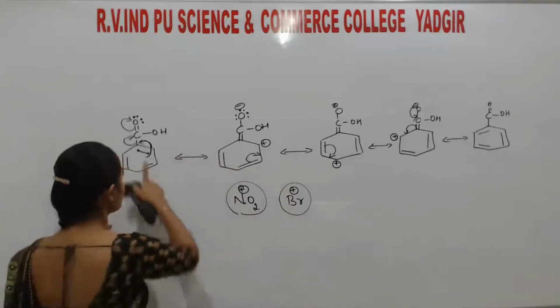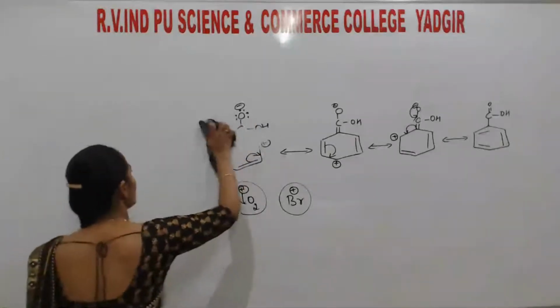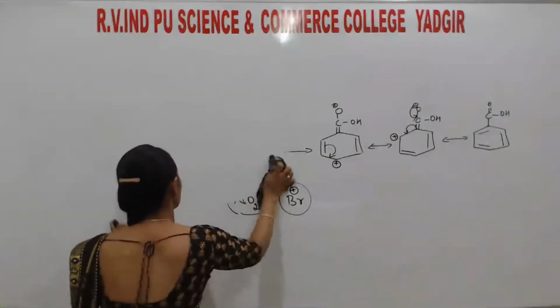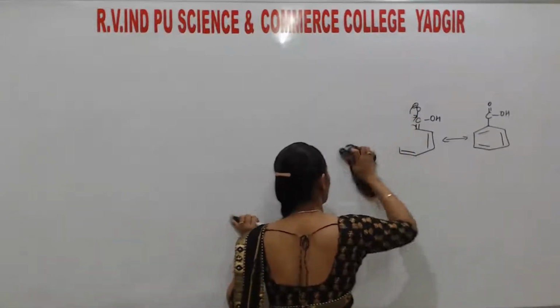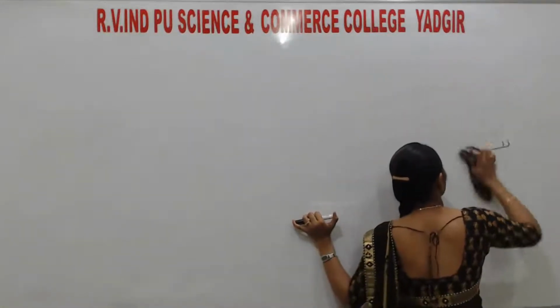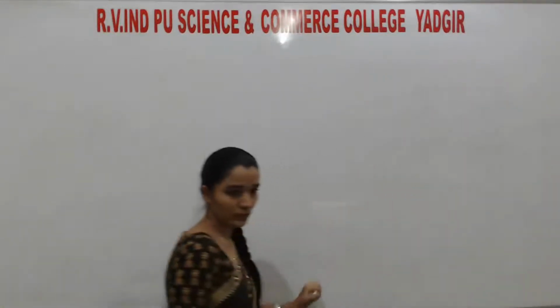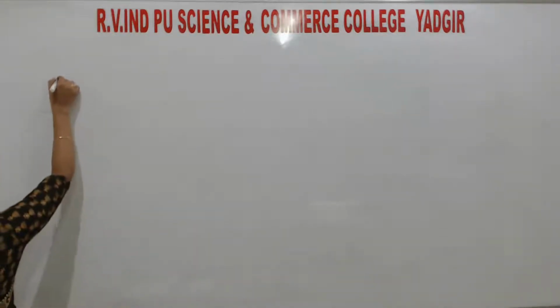Understand? So this COOH is an electron withdrawing group. If nitration or bromination takes place, the meta product will be the major product because the COOH group is a meta directing group. Understand? Okay.